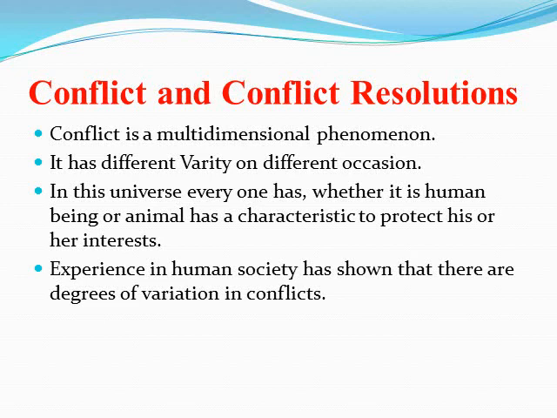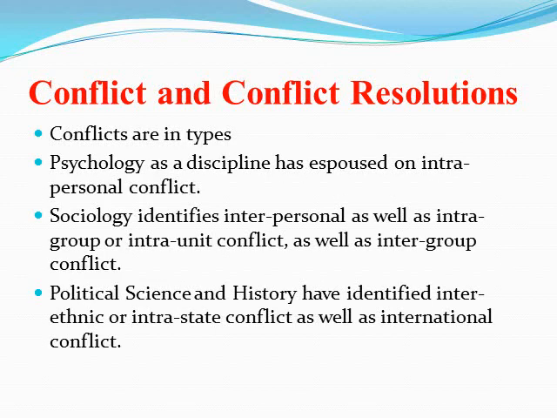Experience in human society has shown that there are degrees of variation in conflict. Conflicts come in types. Psychology as a discipline has exposed intrapersonal conflict. Sociology identifies interpersonal as well as intra-group conflicts as well as inter-group conflicts. Political science and history have identified intra-state, ethnic and interstate conflicts as well as international conflict.